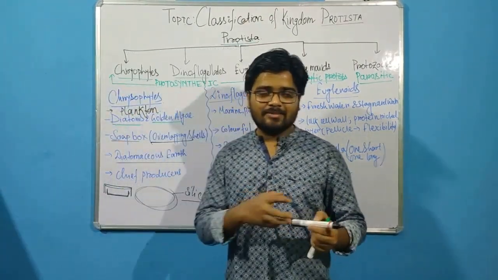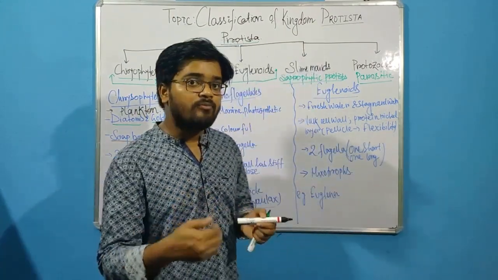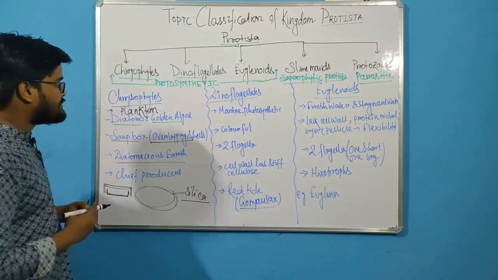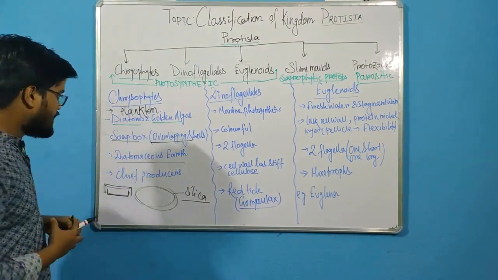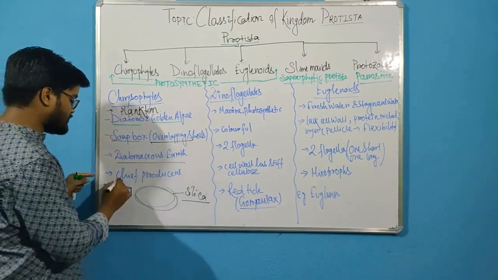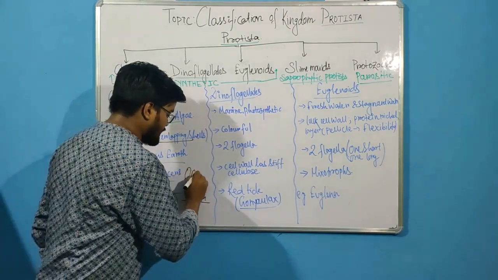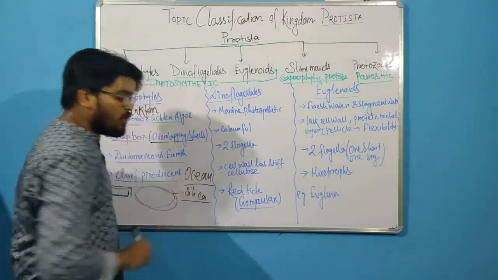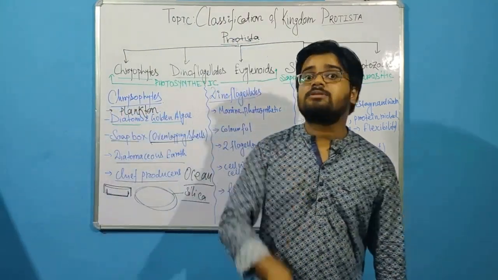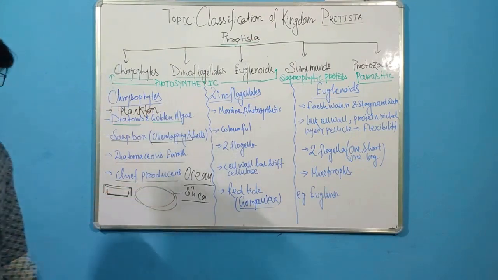As they don't have a proper swimming structure, they are not able to move against the water current. Clear? Very clear. So those organisms are called plankton. Now, these chrysophytes are generally the chief producer of the ocean. That means they help to maintain the ecosystem of the ocean. So that's why they are the chief producer of the ocean.